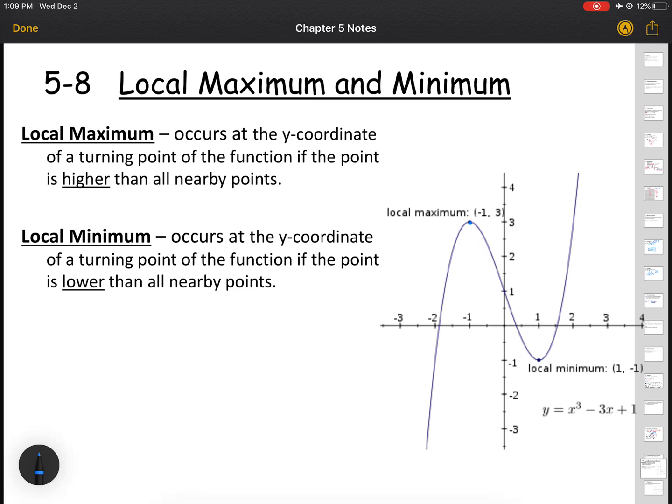And the local minimum occurs at the y-coordinate of a turning point of the function if the point is lower than all the nearby points. So our local minimum over here in our graph is 1, negative 1, negative 1 being the lowest point compared to the nearby points around it. So we're looking for local maximums and minimums to help graph polynomial functions here.